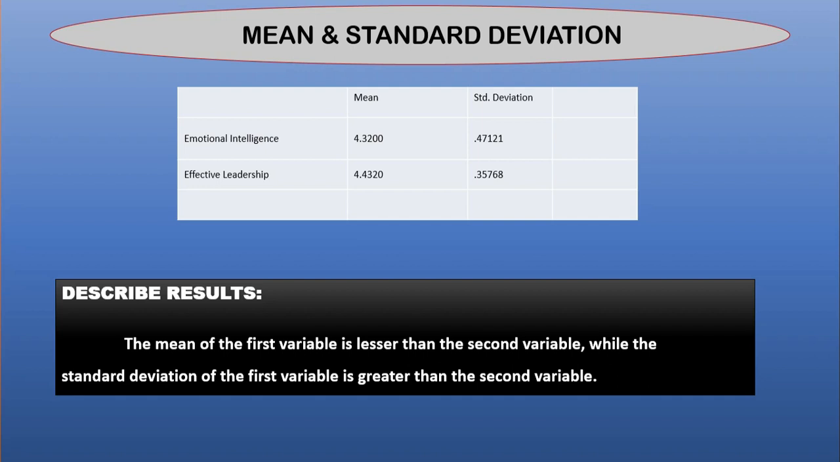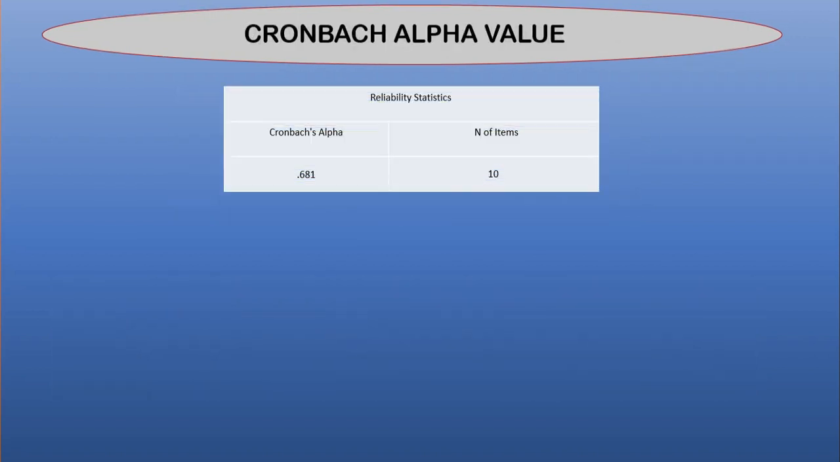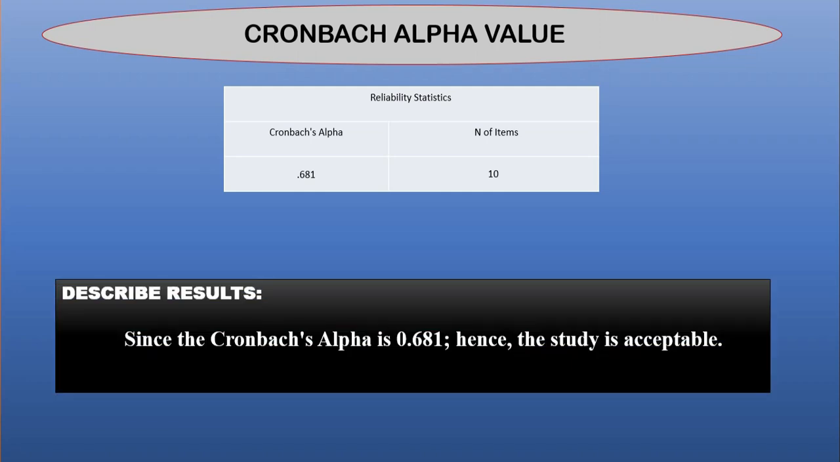Next slide is the Cronbach alpha value. Based on the Cronbach's alpha value table, an acceptable Cronbach's alpha fluctuates between 0.6 to 0.7. Hence, the result of the data shown above was 0.681. Therefore, our study was acceptable. Next slide is Pearson R.